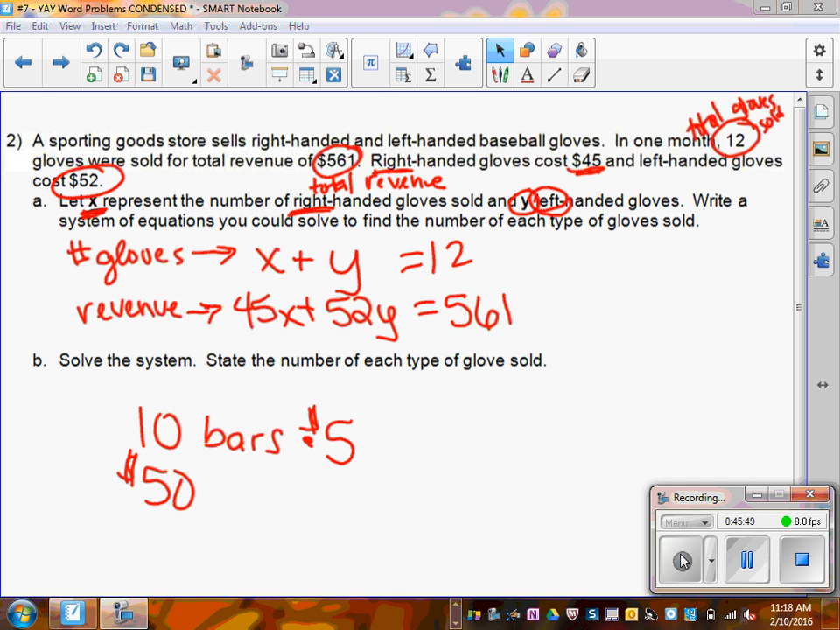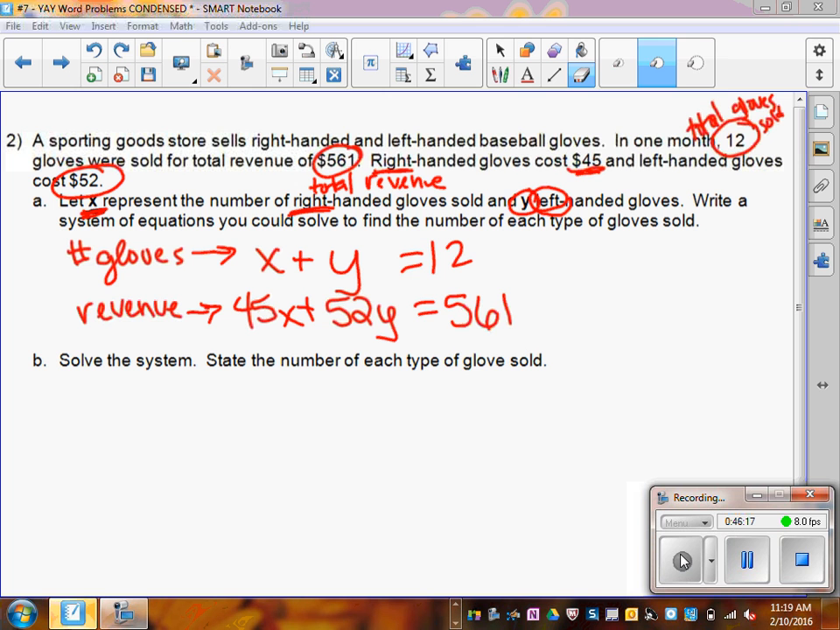All right, so we've got our equations here, and we need to solve our system. So again, you can use either substitution or elimination. For this one, I would probably do substitution again, because if I did elimination, I'd have to multiply 12 by either 45 or 52, and that's a pretty big number. So I'd probably do substitution just to keep the numbers small. But again, you can do elimination. All right, so my top equation, x plus y equals 12, I'm going to use that to get either x or y by itself. And let's go and get y alone.